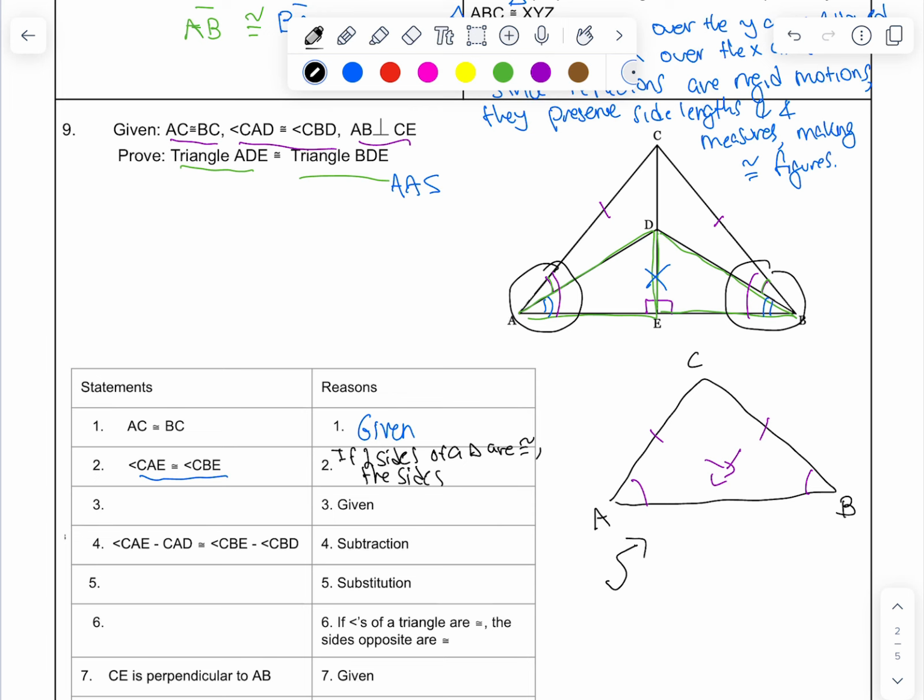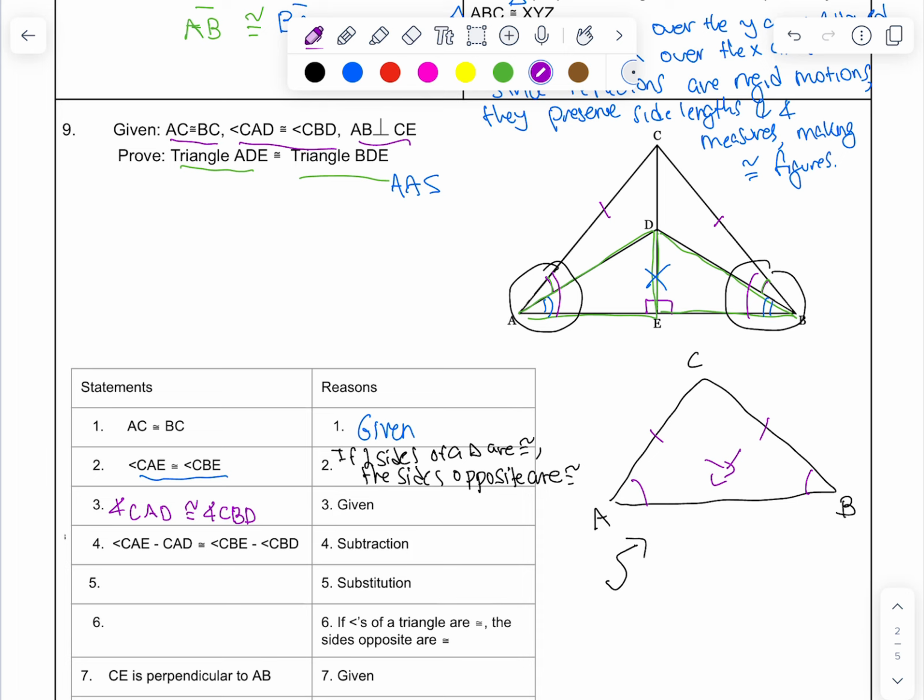So my recording stopped before, but we were up to the second step in the fill in the blank proof. Angle A being congruent to angle B, because if two sides of a triangle are congruent, the sides opposite are congruent. And then we have our next piece of given information, that angle CAD is congruent to angle CBD.